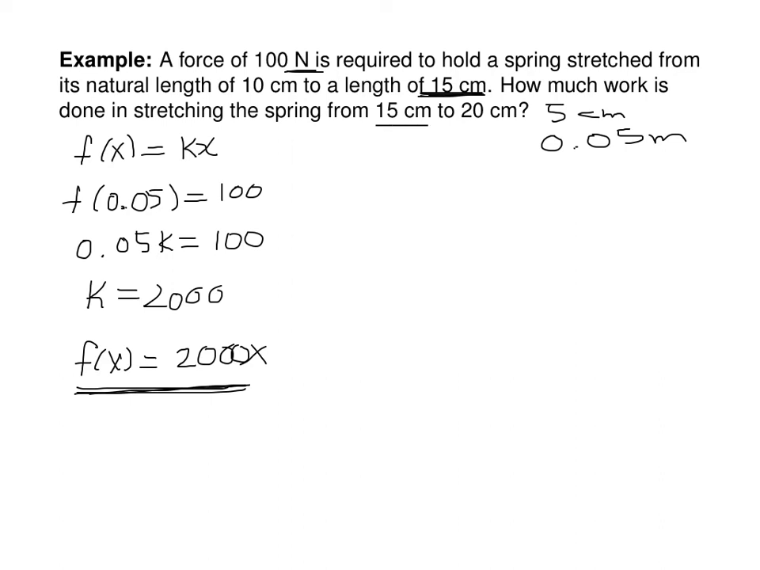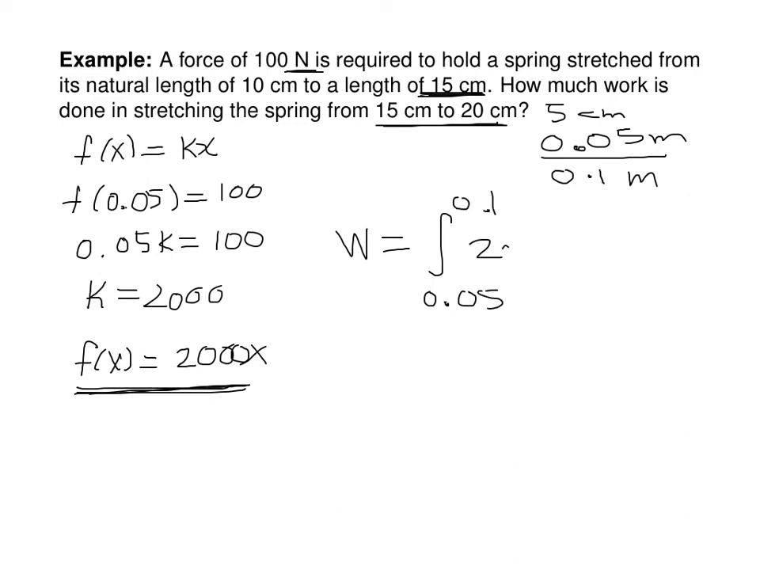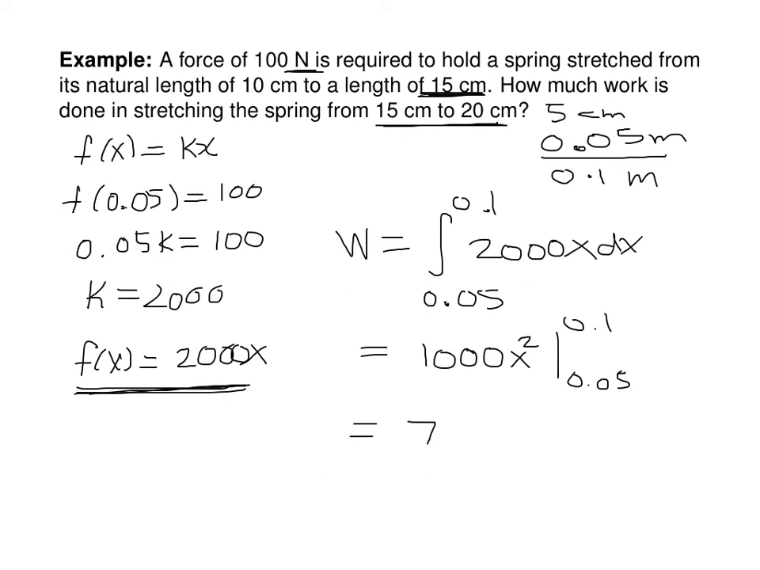So for stretching the spring from 15 centimeters to 20 centimeters, that's taking it from 0.05 meters past its natural length to 0.1 meters past its natural length. So the work is given by an integral from 0.05 to 0.1 of 2,000x dx. And that antidifferentiates to 1,000x squared, from 0.05 to 0.1, which works out to be 7.5 joules of work.